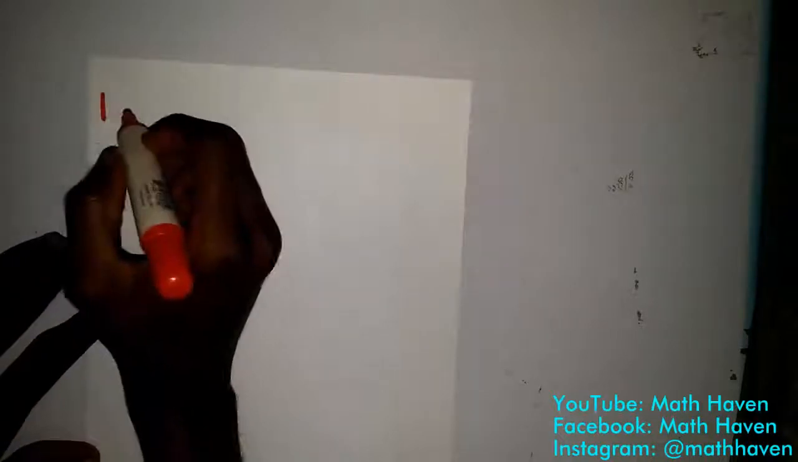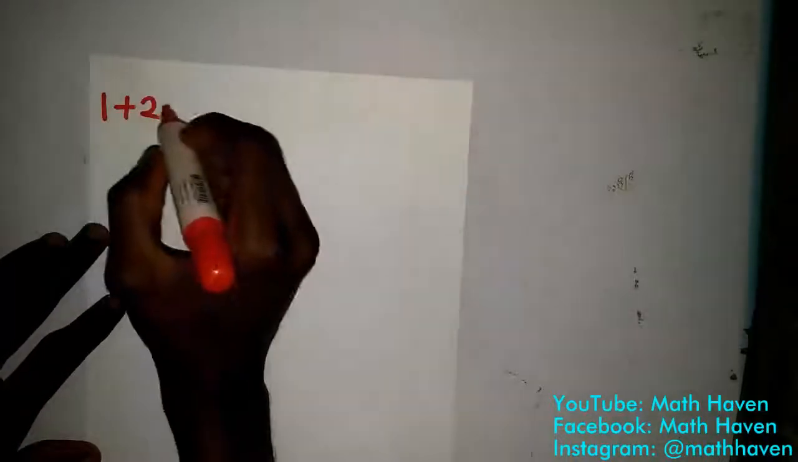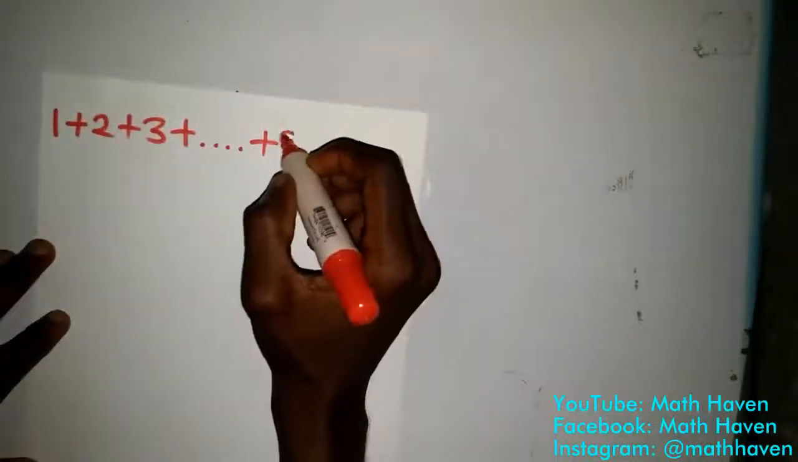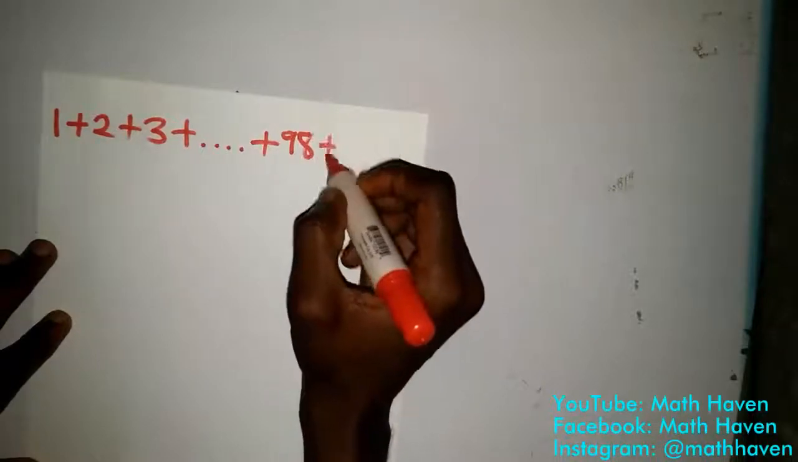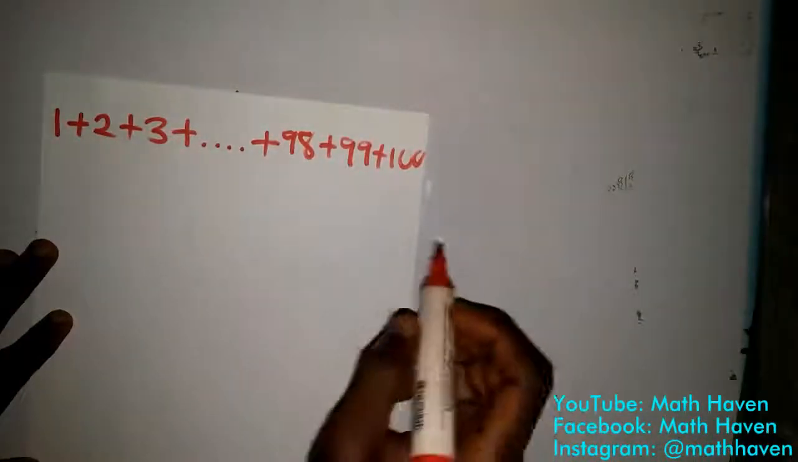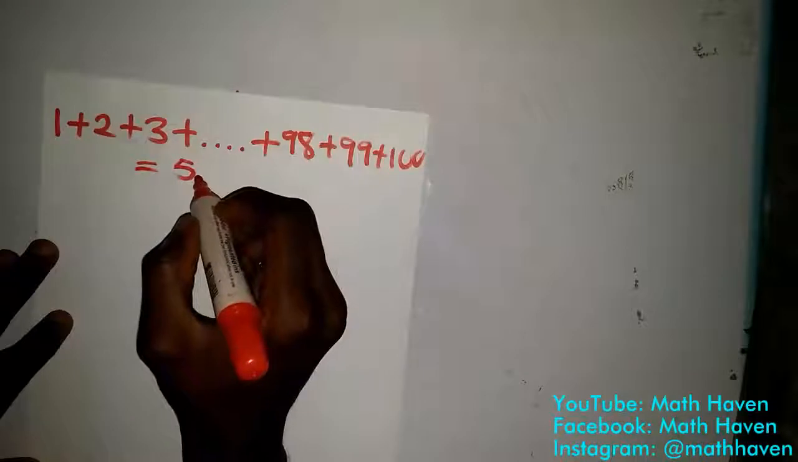Hello guys, in this tutorial I'm going to be showing you how to calculate the sum of numbers between 1 and 100. Now, if you ask me, I can easily tell you that the sum of numbers between 1 and 100 is 5050. That is 1 plus 2 plus 3, on and on like that, plus 97 or 98 plus 99 plus 100. This sum is going to give me 5050.